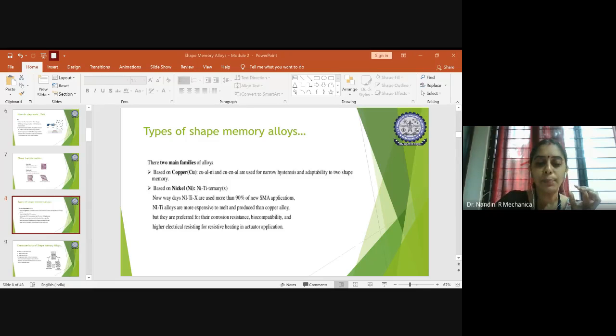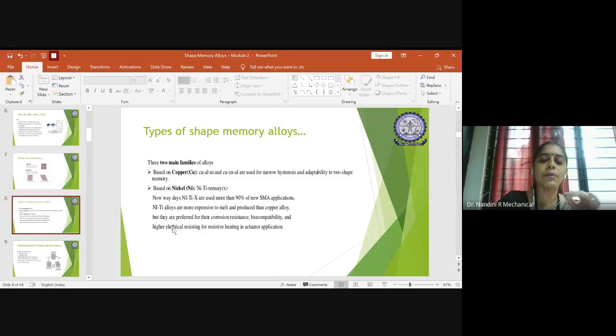So resistance to corrosion will help you to use this alloy for a longer period of time. Apart from that, it is biocompatible. The main thing is it has to be biocompatible. Then you can use it for any bio applications related to biomedical also, sometimes if it is needed. And thirdly, another plus point is it has higher electrical resistivity, okay, for heating in actuator applications. So this again relates to our piezo material. Okay, so it has high electrical resistivity for actuator applications.